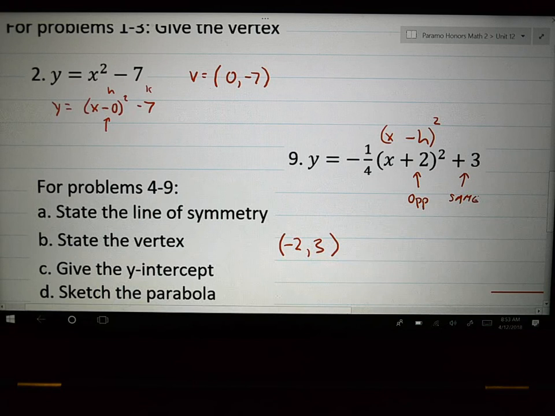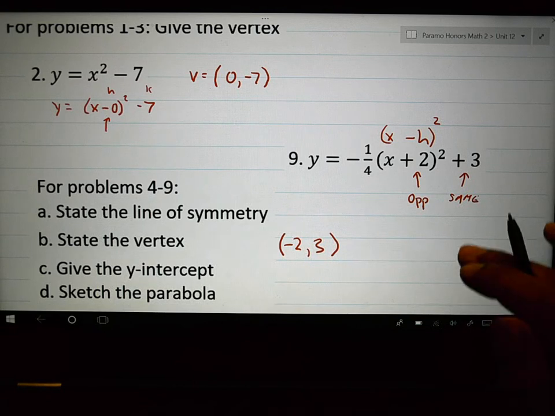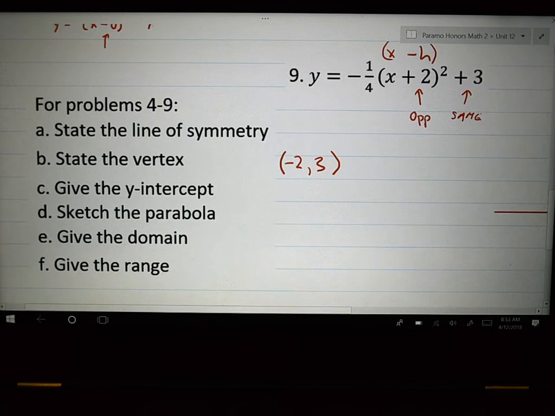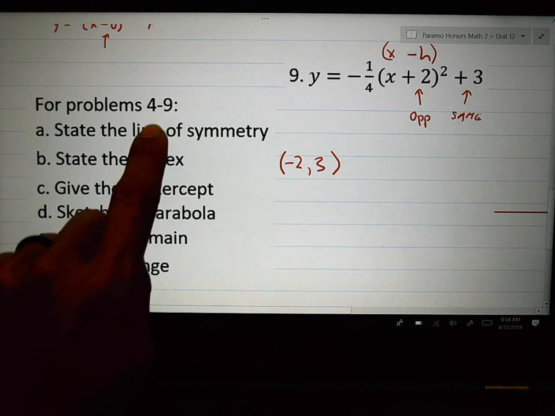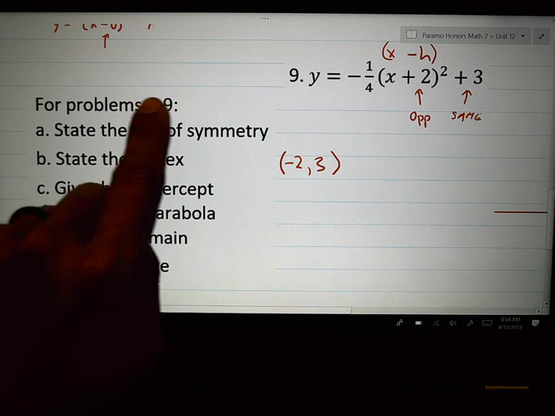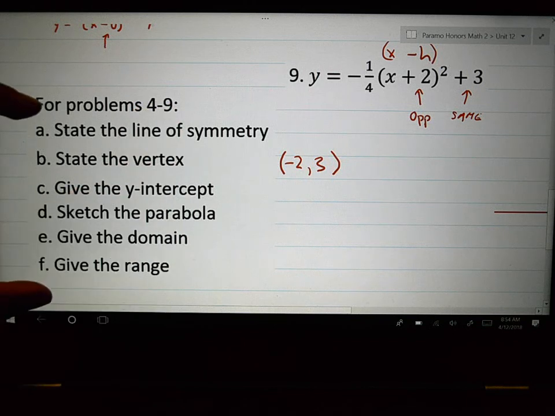Make sense? I'm hoping that fixes some things. Now, you're going to have to answer a variety of questions for number 9. There's a part A, a part B, a part C, a part D, a part E, a part F, and you're going to be doing that for problems 4, 5, 6, 7, 8, 9. There's this many answers for every question, and it goes pretty quick.